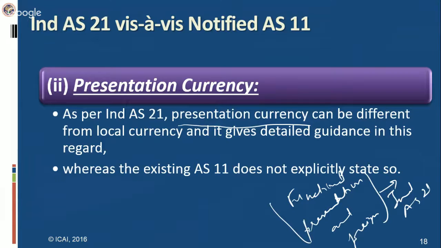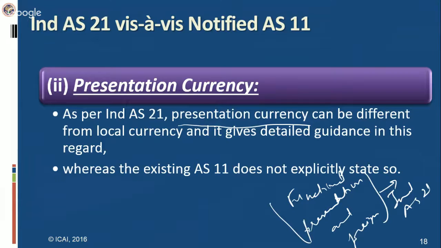An entity may present its financial statements in any currency. As per Ind AS 21, if the presentation currency differs from the entity's functional currency, it translates its results and financial position into the presentation currency. For example, when a group contains individual entities with different functional currencies, the results and financial position of each entity are expressed in one common currency so that consolidated financial statements may be presented.